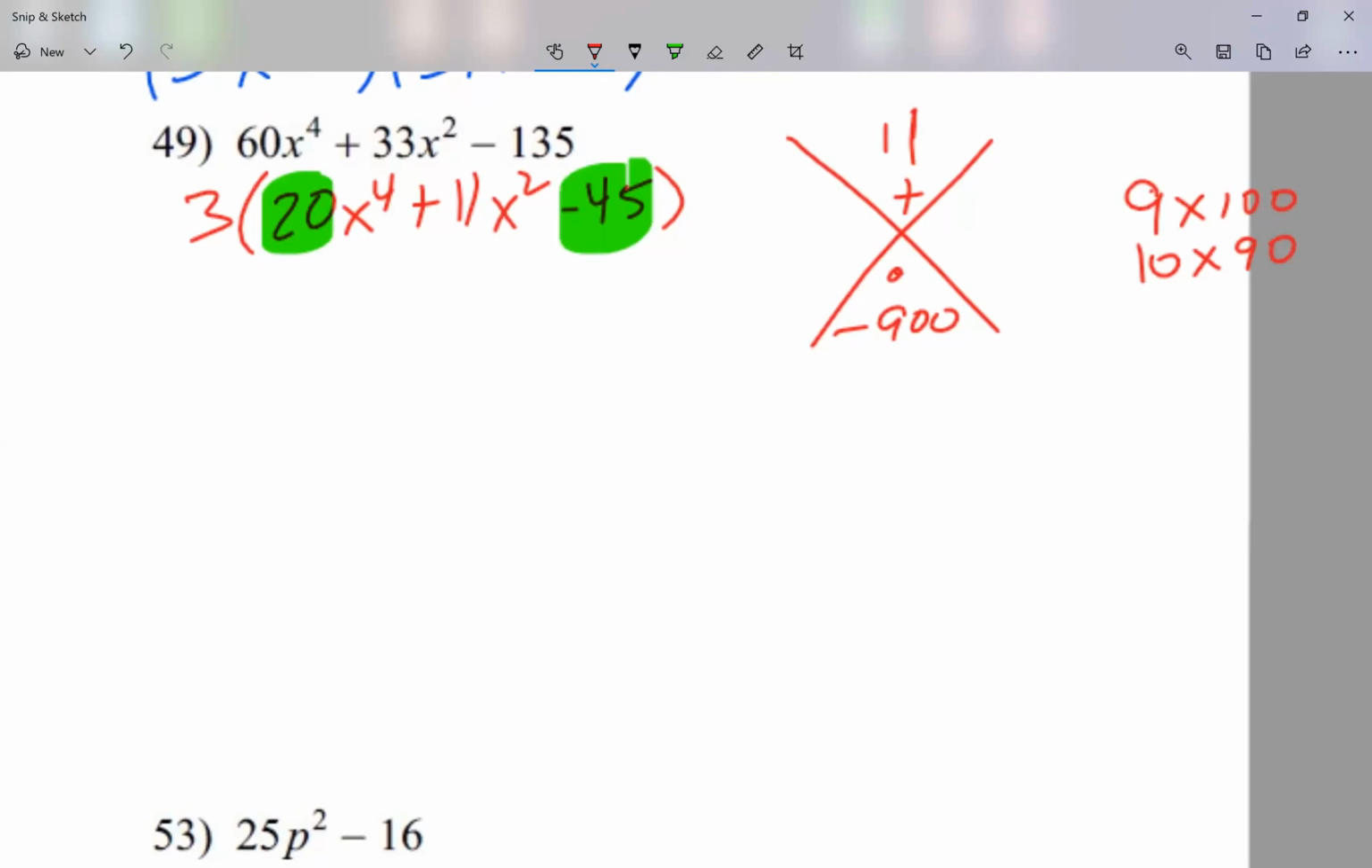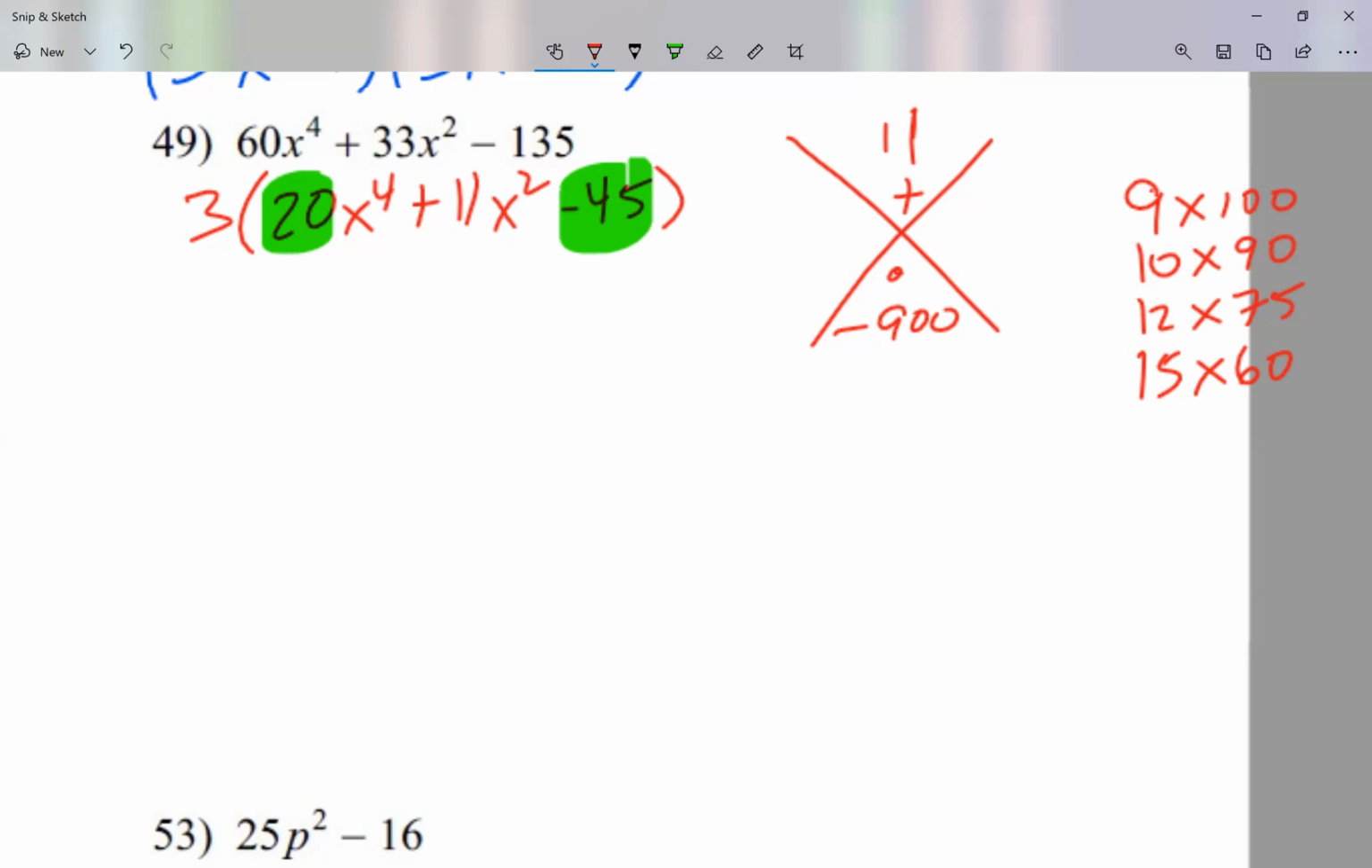Now 900 divided by 11 doesn't work. 900 divided by 12 is 12 times 75, but they don't subtract to 11, so I continue. 900 divided by 13 doesn't work. 900 divided by 14 doesn't work. Now 900 divided by 15 is 60, but when I subtract, it's not 11. Okay, so I continue.